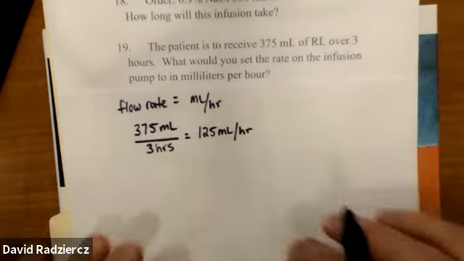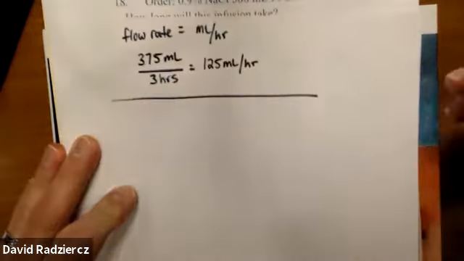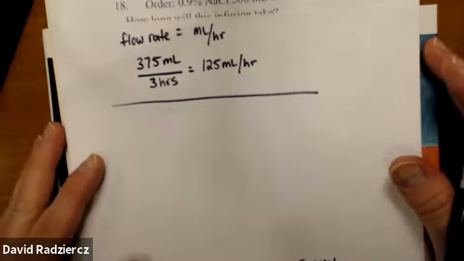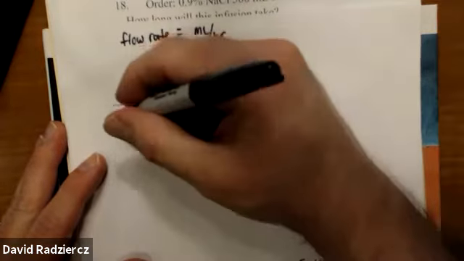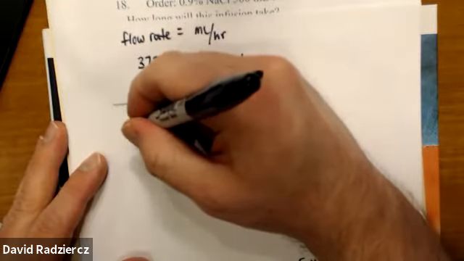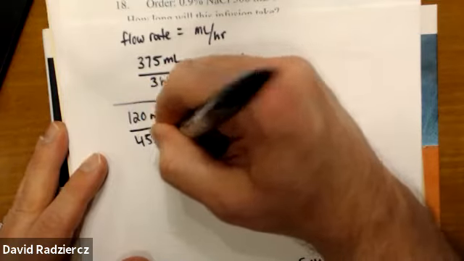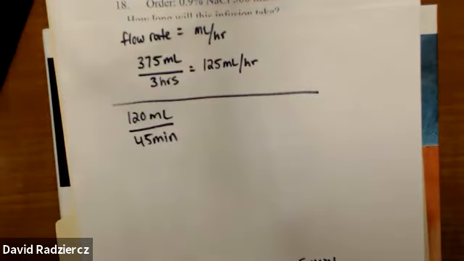So this is not 19. I'm going to do a different question now, so we're just going to separate this. Let's just say I am ordered to infuse 120 milliliters and to do that in 45 minutes. I'm just making this up on the fly. I'm not sure how this is going to work out, but we're going to do it anyways.